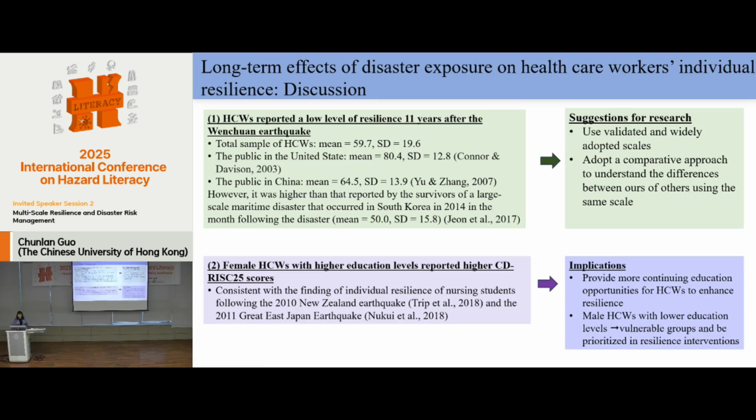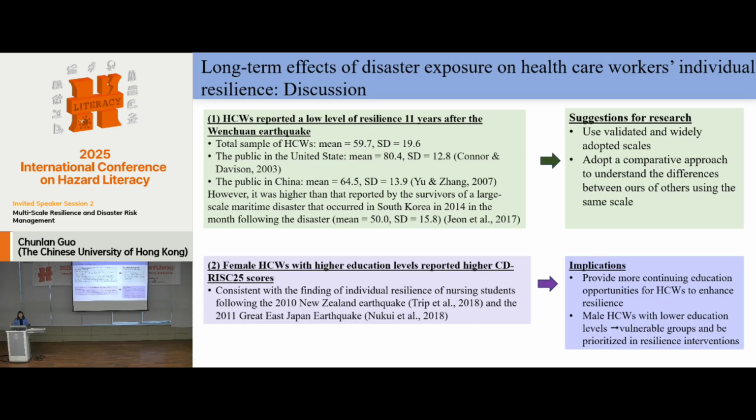For our young students, this is maybe the most difficult part, because we want to link our findings, our data, with the existing findings in the area. Number one, we found that healthcare workers reported a low level of resilience even 11 years after the Wenchuan earthquake. Why do we say it's low? Because we adopted a widely accepted, already validated scale, and we compared the data reported by our healthcare workers with the one reported in the US, where Connor and Davidson validated their data. So you can see that the public in the US reported a score of 80 out of 100. However, our healthcare workers reported less than 60, so we say it's low. It's lower than the general public in the US.